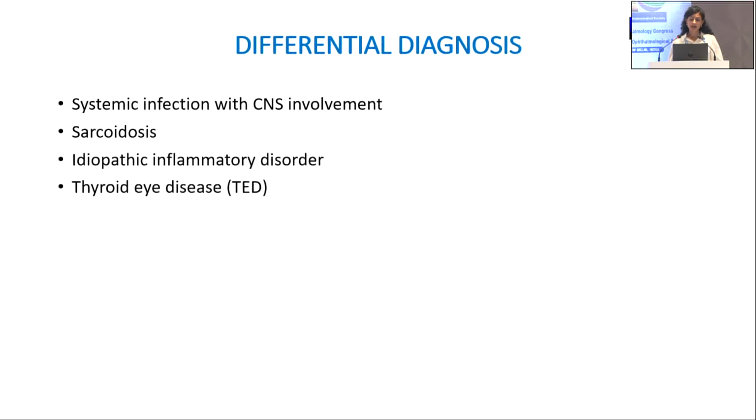We initially had differential diagnosis of systemic infection with CNS involvement. However, the CSF analysis was normal. We suspected sarcoidosis because serum ACE was increased. However, the HRCT tests were not suggestive of it. And idiopathic inflammatory disorder and thyroid eye disease were considered differentials. However, the radiological findings were not suggestive of it.